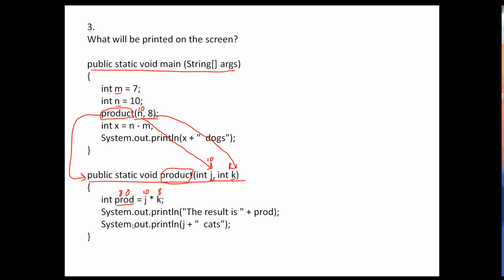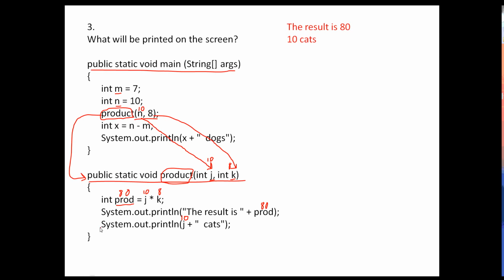Now we have a print statement. We're going to print the result is and a space, and then we're going to call prod, which is 80. So we're going to print the result is space 80. The next line down is a print statement. We're going to print j, the call j is 10. And so 10 space cats. So we're going to print 10 cats. And then the method is done.